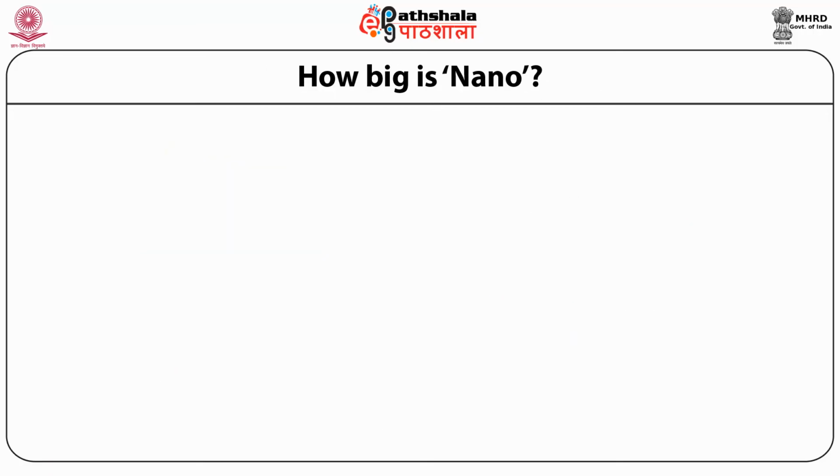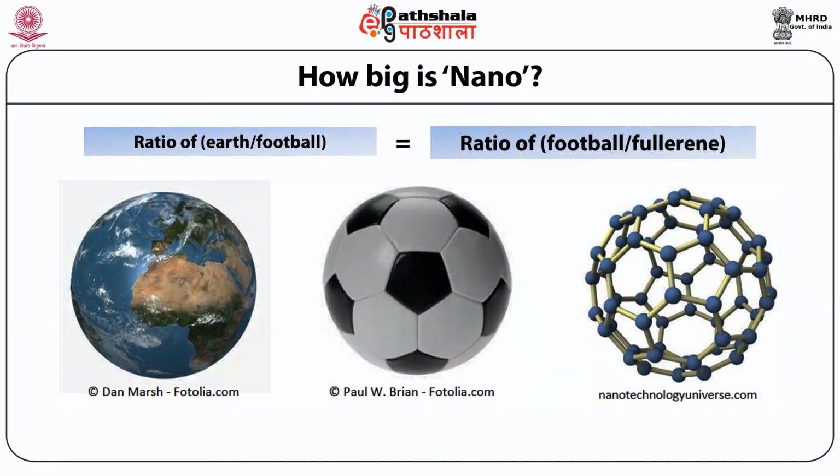Now students, the next question that arises is, how big is the nano? So we have the ratio of the earth to the football equal to the ratio of the football to the fullerene. So now you can imagine how big your nano is.